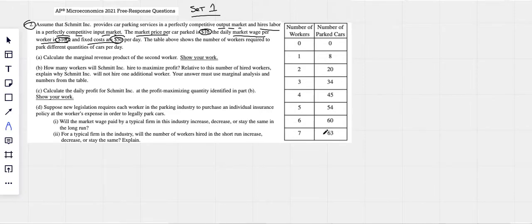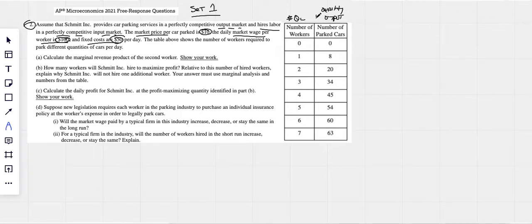Once you recognize it as a labor question, these tables are almost always done exactly the same way. When you do about four or five of them, they get to be pretty easy. Let's see if we can work our way through it. First of all, number of workers could also be number of labor, quantity of labor, anything like that would let us know. Number of parked cars could be just talked about as quantity. It could also be called output.